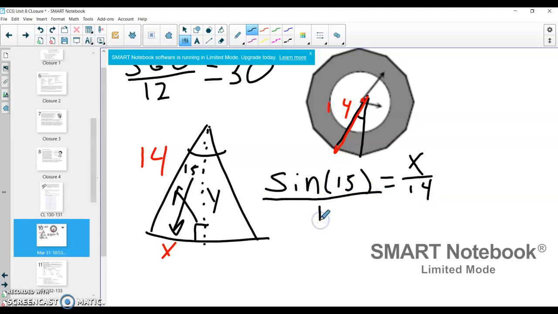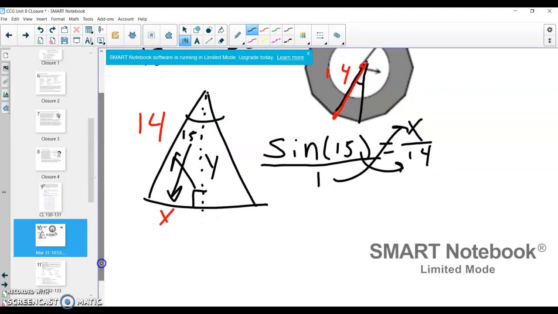I put my sine over 1, and I cross multiply and solve here. 1 times X gives me X. The sine of 15 times 14, I have to use my calculator here, gives me 3.62. So that little portion, or half of the base, is 3.62.